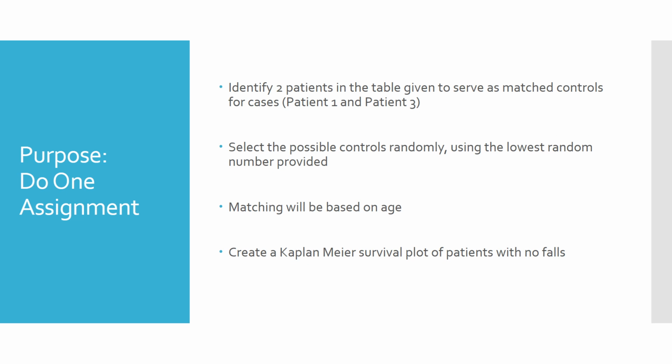So I chose to do the first part of the Do One assignment for this topic, and the purpose of this assignment is to identify two patients in the table given to serve as matched controls for cases, in which case is going to be patient 1 and patient 3. Select the possible controls randomly using the lowest random number provided. The matching will be based on age, and to create a Kaplan-Meier survival plot of patients without any falls.